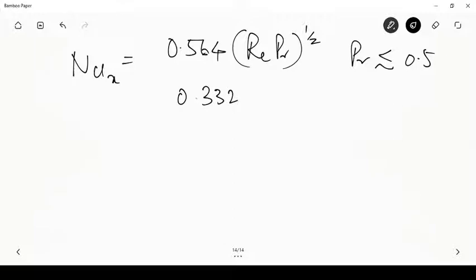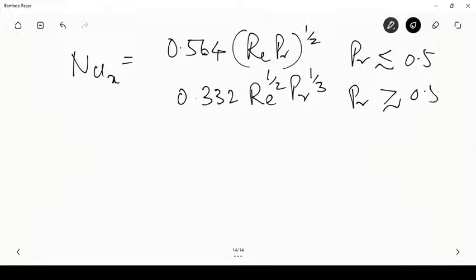it is equal to 0.332 Re to the power of half Pr to the power of 1/3 for Prandtl number greater than about 0.5. This is a number that you might probably be more familiar with. So this is the result that you get for Nu x. The Prandtl number of the order of 1 joins this one. When Prandtl number equals 1, it is 0.332 Re to the power of half, which is the same as the result that you had got earlier.